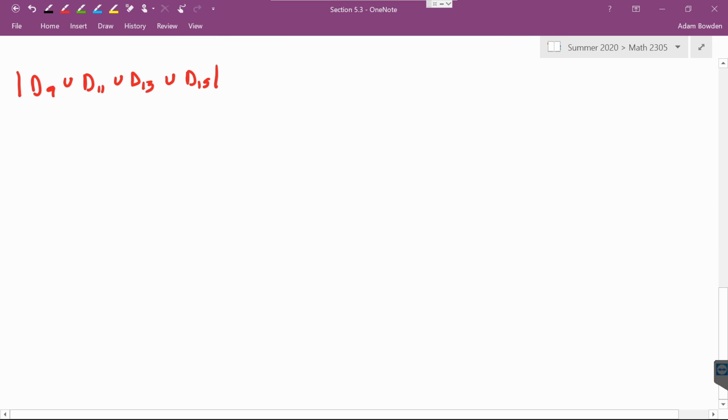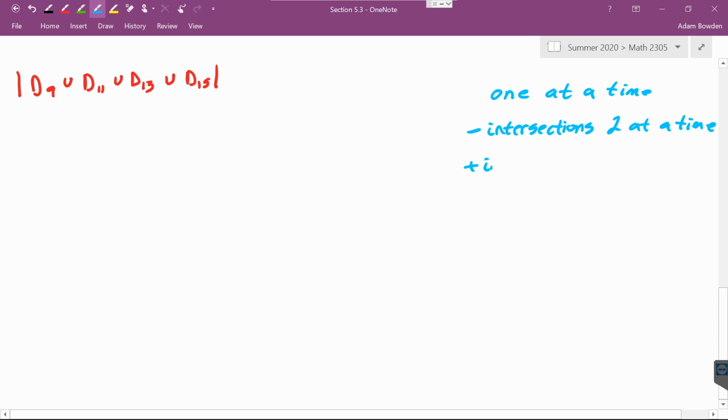Okay, now let's apply the inclusion-exclusion principle for the union of 4 different sets, D9, D11, D13, and D15. So this will be equivalent to saying how many are divisible by 9 or 11 or 13 or 15. So I'm going to write down in words what the inclusion-exclusion principle would have us do. We're going to count up the number in here 1 at a time. And then we're going to subtract the number in the intersections 2 at a time.